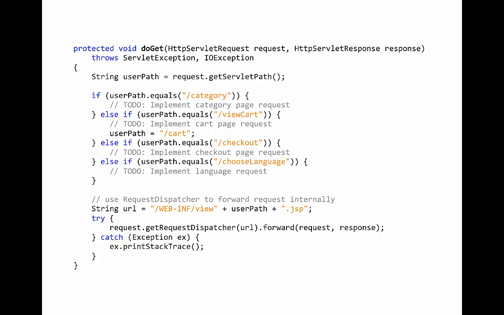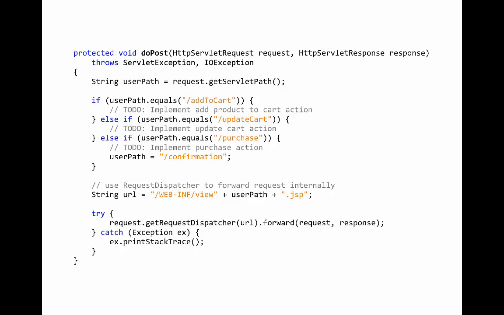If you've been following along carefully, you'll probably notice that while category.jsp does correspond to a specific JSP page in our view, chooseLanguage.jsp does not. This is something we're going to worry about a little further down the road. However, you should also notice that for an incoming viewCart path, we end up changing the path to /cart, which in turn will yield the resource cart.jsp.